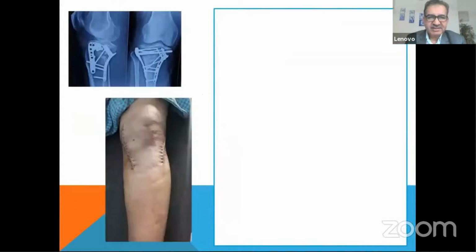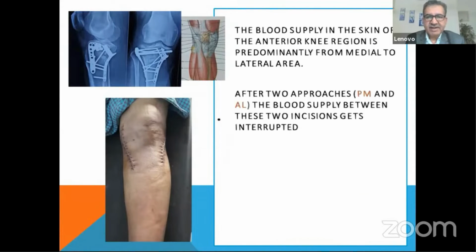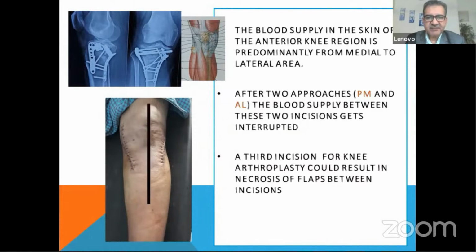So you have a case like this. The patient has been operated with this dual incision. You know the blood supply in the skin of the anterior region is predominantly from medial to lateral. After two approaches, the blood supply between these two incisions gets interrupted. Now, if the patient develops arthritis and you want to go for a TKR, probably the third incision for knee arthroplasty could result in necrosis of the flaps between the incisions.